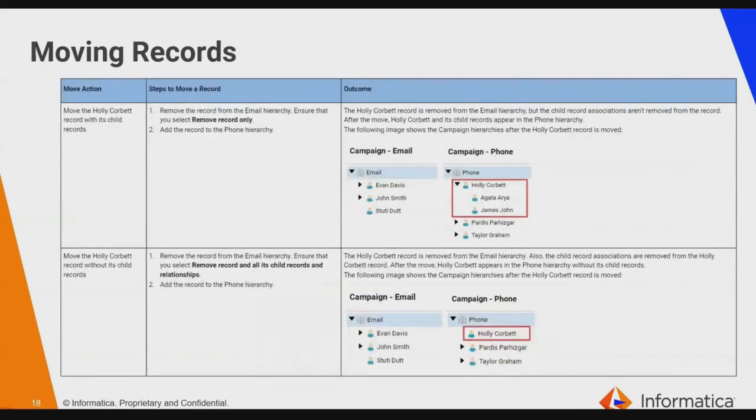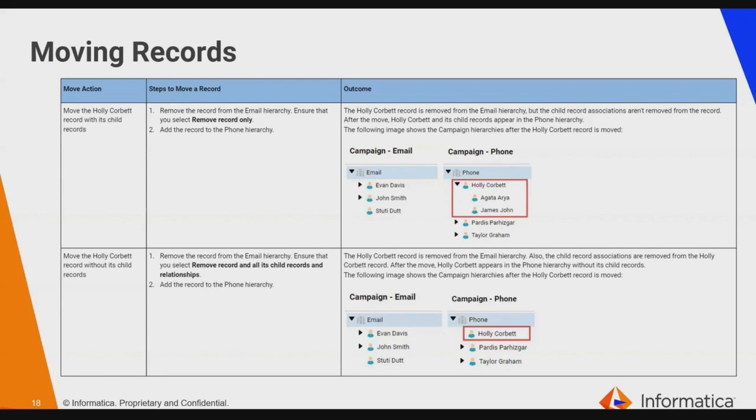Like I said, there are two actions: one is movement with the child records, and one is movement of the hierarchy without the child records. To remove the record from the email hierarchy, you have to ensure you select remove records only. When you try to select, you'll get an option, and you add the record to the phone hierarchy. In the first option, Holly Corbett is removed from the email hierarchy, but the child record associations aren't removed from the record. After the move, Holly Corbett and his child records appear in the phone hierarchy. So it's a complete move. The second one is a partial move, where Holly Corbett is removed from the email hierarchy and the child records are also removed from the Holly Corbett record. Now, after the move, only Holly Corbett appears in the phone hierarchy.